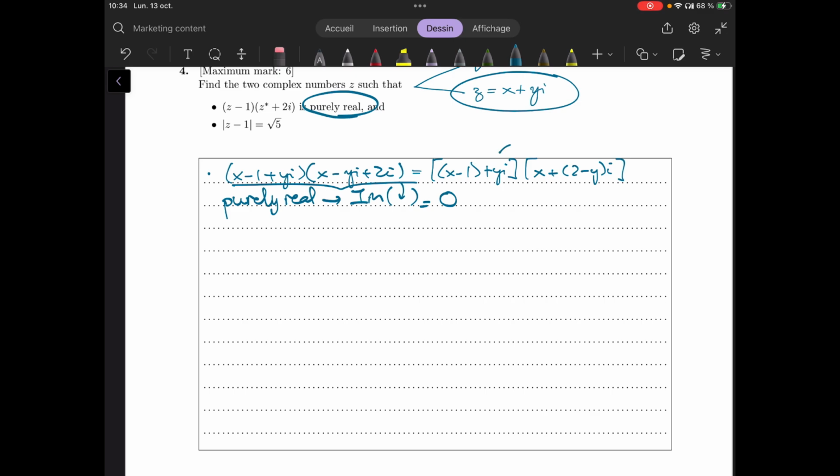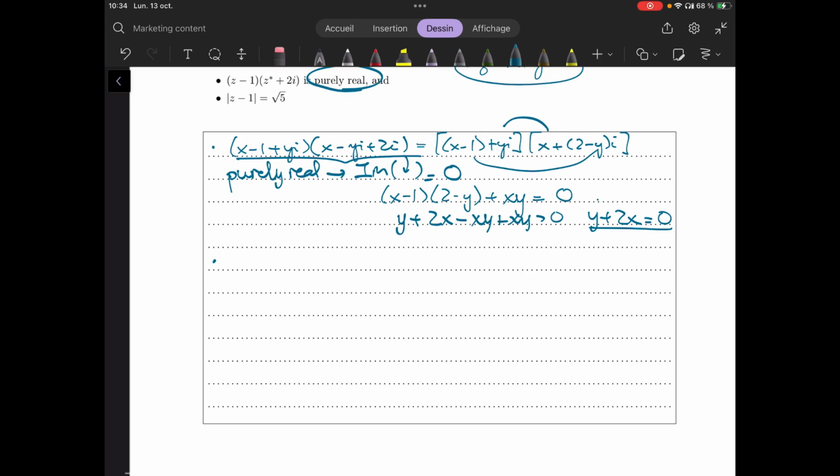The imaginary part of this number can be obtained by finding the imaginary part of the product. In other words, x minus 1 times 2 minus y plus xy has to be equal to 0. So y plus 2x minus xy plus xy is equal to 0. y plus 2x is equal to 0.